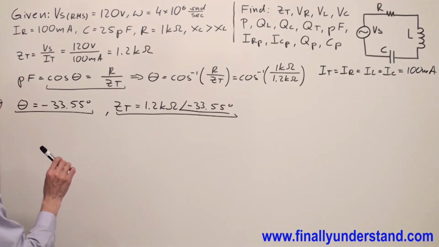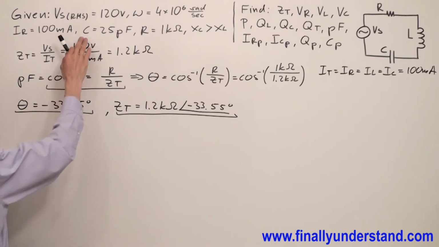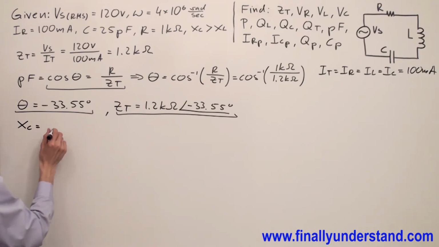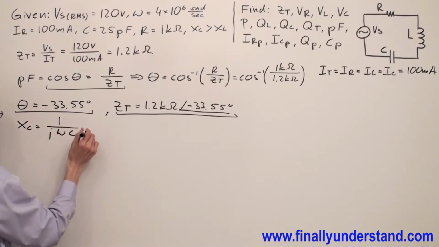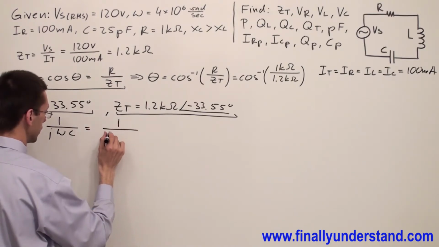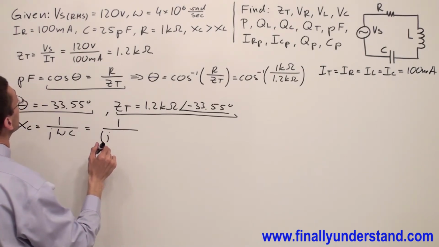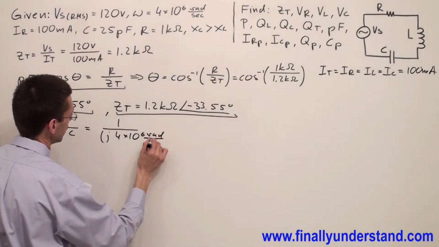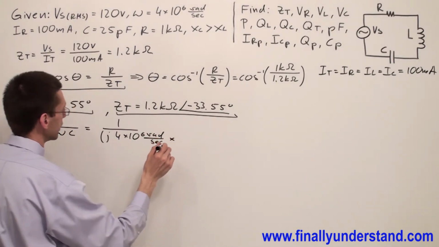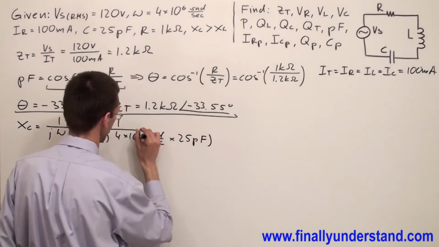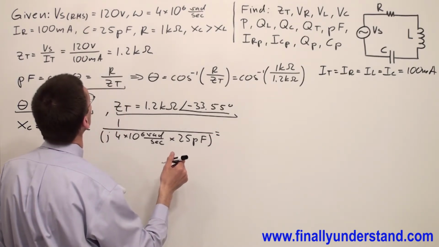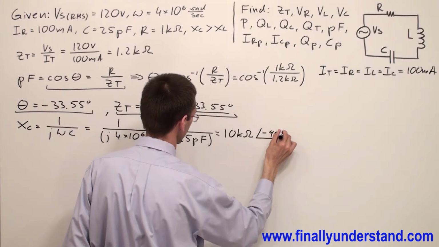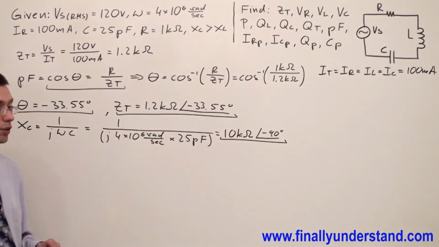We have also missing X of C, and we are also missing X of L. So we can find X of C first. X of C is equal to 1 over j omega C, which is equal to 1 divided by j times omega, which is equal to 4 times 10 to the 6 radians per second, times the capacitance 25 picofarads. Okay, we're supposed to get the value 10 kiloohms and angle of negative 90 degrees. Okay, so this is the capacitive reactance in my circuit.